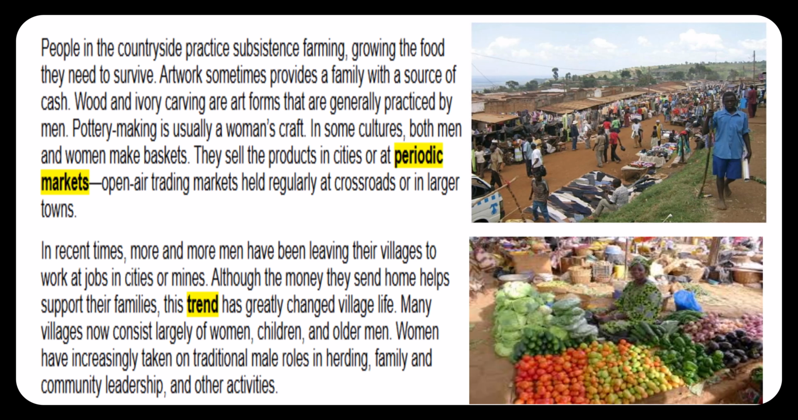Question number 28. We've had this word many, many times this year. What is subsistence farming? That is growing just the amount of food you need to survive. You don't grow a ton of food to sell for money. You make enough food to feed you and your family. 29. What are periodic markets? These are markets that are held in open air trading, where they are held regularly at bigger cities or at crossroads, where they can sell the products that they do have.